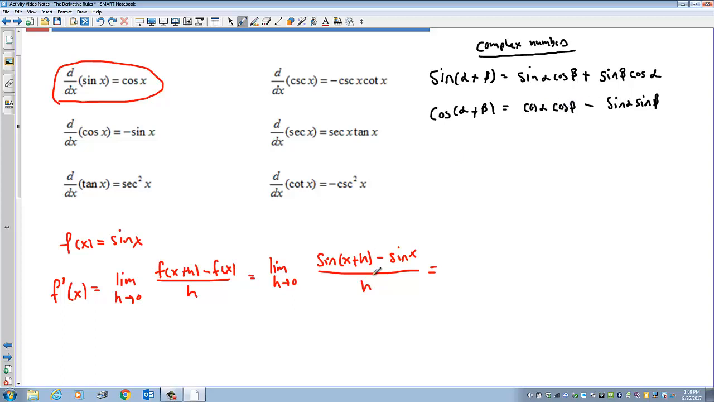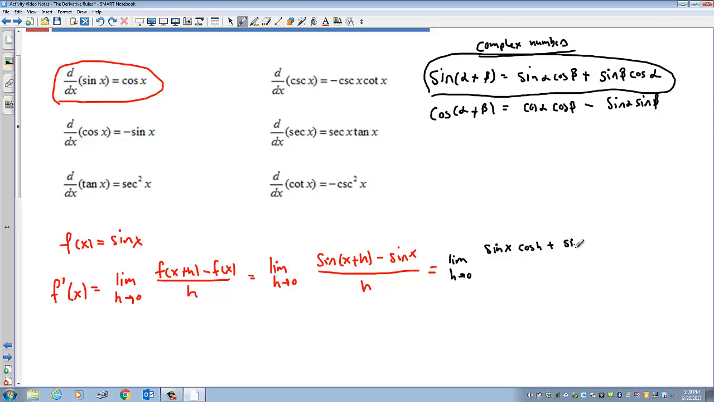That's the same part. So what we can do is use that top formula, right here on top, and rewrite this as the limit as h goes to 0 of sine of x times cosine of h plus sine of h times cosine of x, and then of course minus the sine of x on the very end, and then all divided by h.